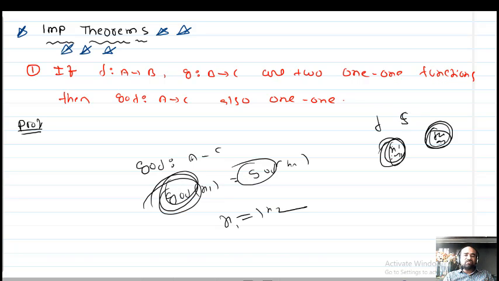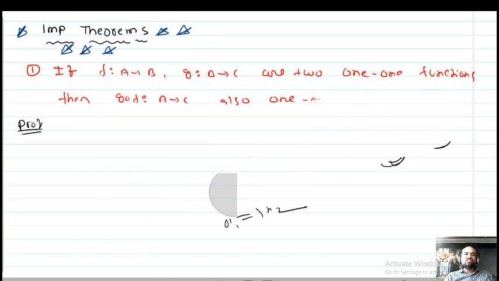If g circle f, for example, is from one set to another set, actually A to C only, that one. G circle f is said to be one-one means what? Different elements of A should be paired with different elements of C. x1 is paired with what? G circle f of x1 only. x2 is paired with what? G circle f of x2 only. If these two are different, this should be different. If these two are same, this should be same. That's what I assumed: g circle f of x1 equal to g circle f of x2. If this gives x1 equal to x2, then you can conclude that the given function is one-one.